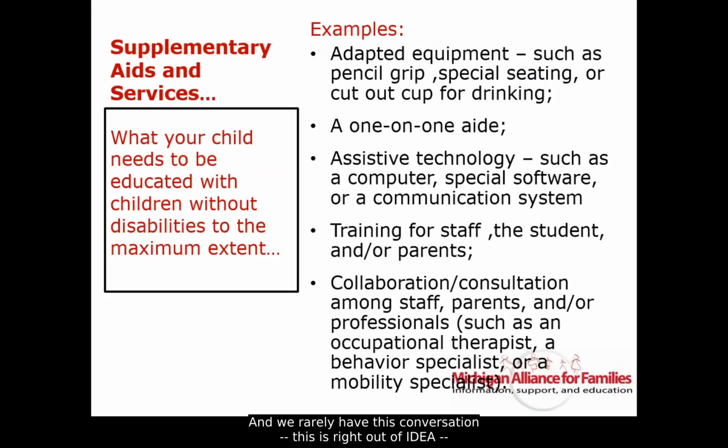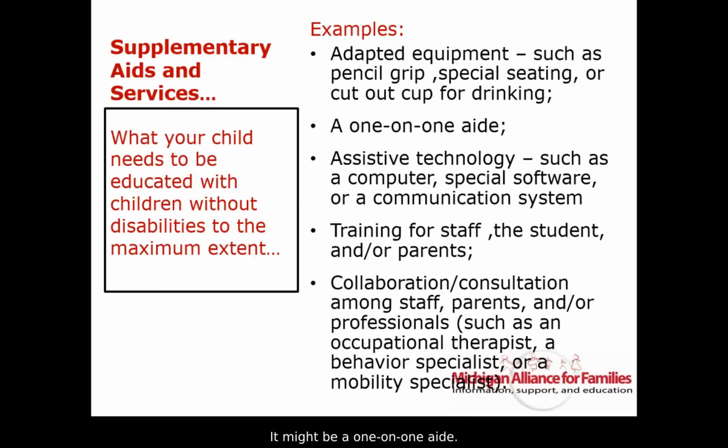This is right out of IDEA. That talks about what your child needs to be educated with children without disabilities to the maximum extent. And we frequently don't talk about what that looks like. How do we support that? How do we make sure kids are accessing the curriculum in the general education curriculum, in the general education classroom? So some of these might be adapted equipment, such as a pencil grip or a seating cushion or something they need to help them access the curriculum.